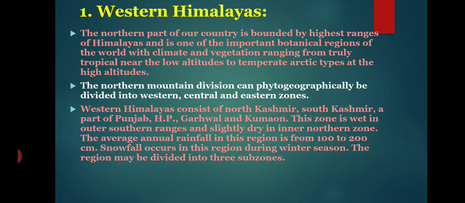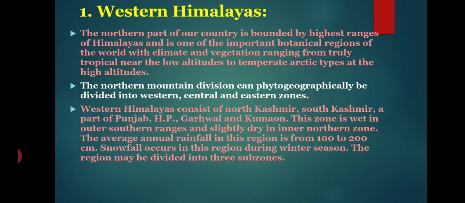The northern mountain division can phytogeographically be divided into western, central and eastern zones. Western Himalayas consist of North Kashmir, South Kashmir and part of Punjab, then Himachal Pradesh and the Garhwal and Kumaon regions. This zone is wet in the outer southern ranges and slightly dry in the inner northern zone. The average annual rainfall in this region is from 100 to 200 centimeters. It has somewhat heavy rains, and snowfall occurs in this region during the winter season.